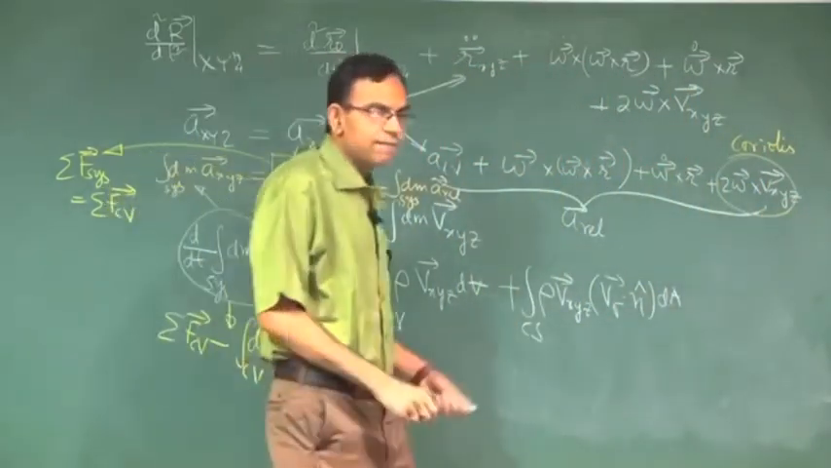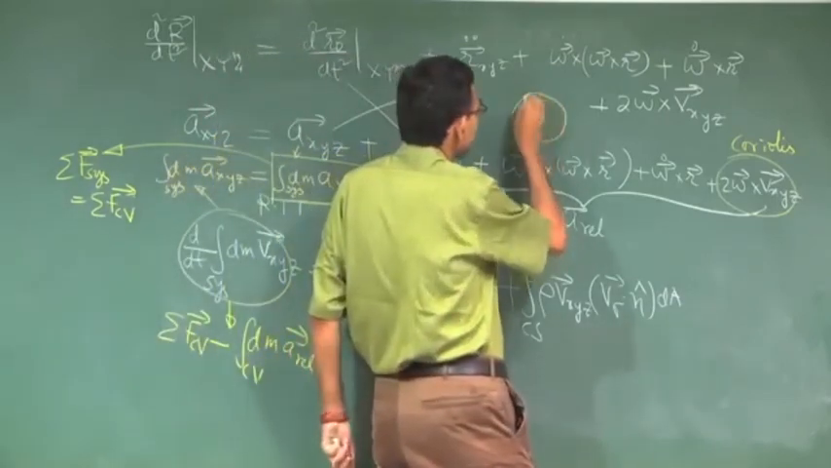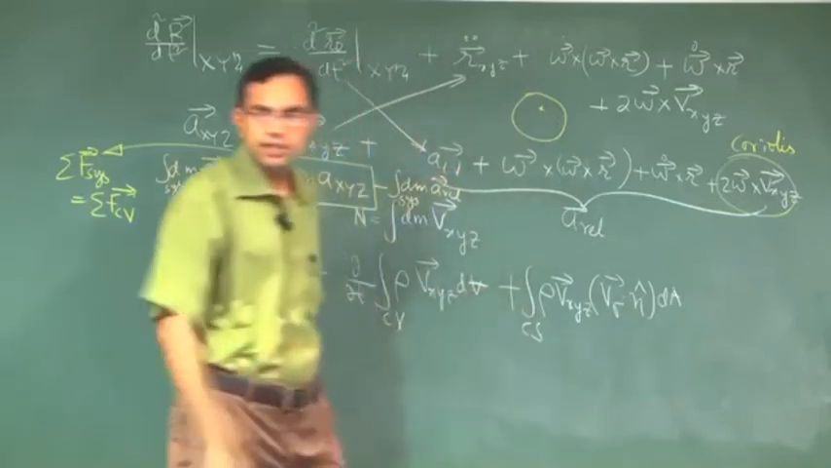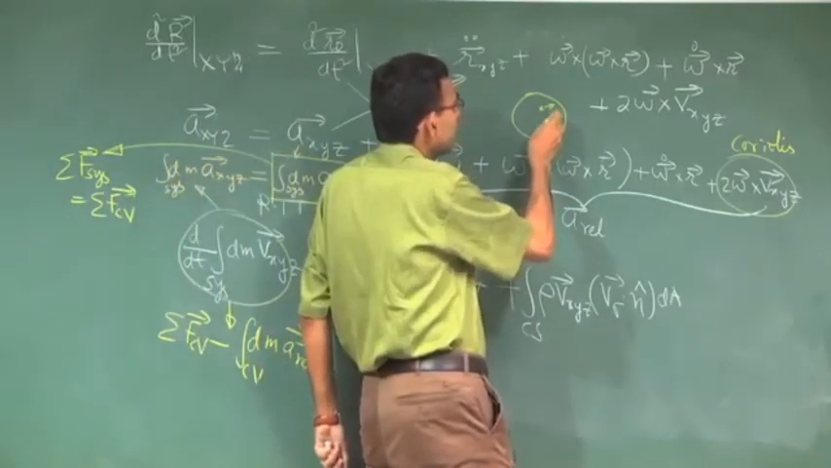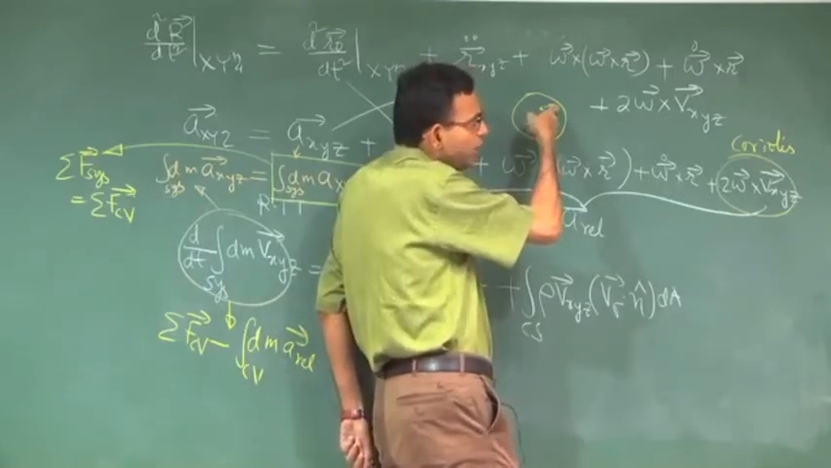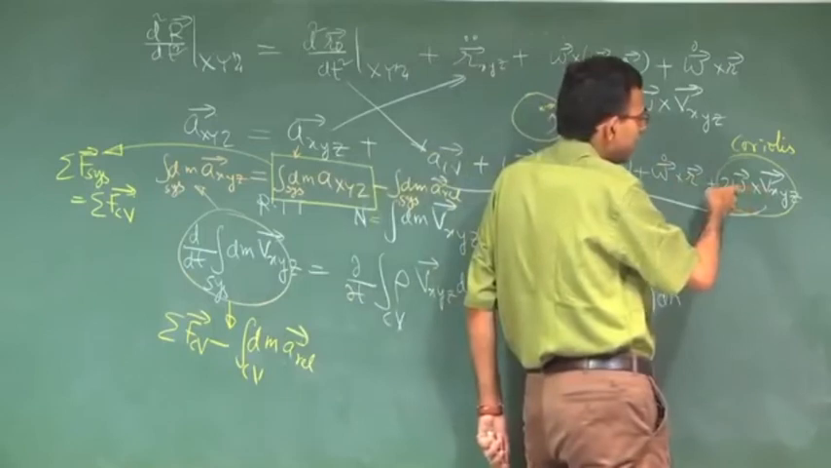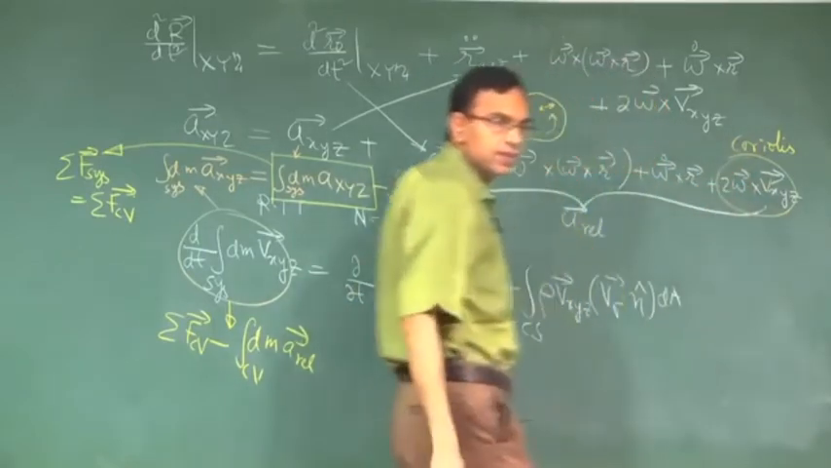So, what is this? If there is a rotating reference frame on which there is a point which is moving, then the translation relative to the rotating reference frame will make it experience a lateral force which is minus 2 omega cross the relative velocity.